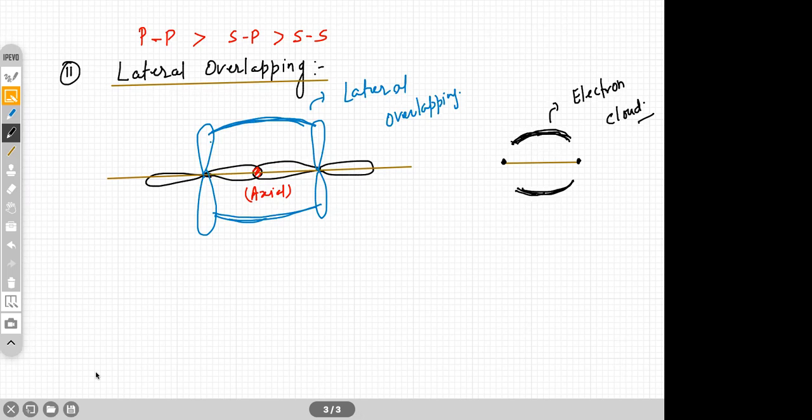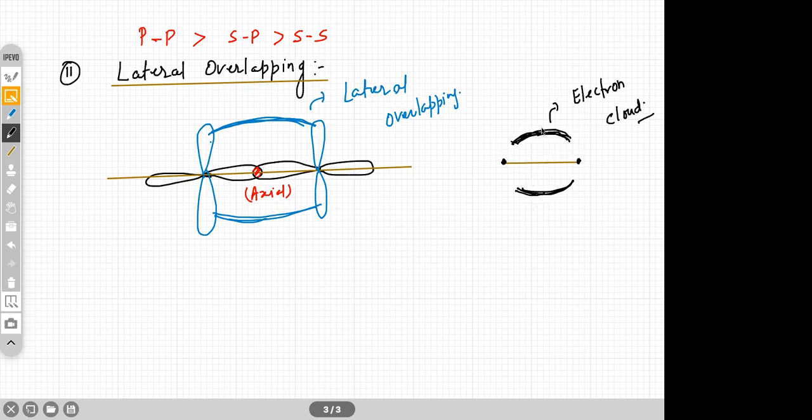See, Vaibhav, electron cloud is the electron that is present in this region, right? Overlapping, the electron is present between the two nuclei in the bonding state because of overlapping. So overlapping is a property of an orbital which contains an unpaired electron. But the electron cloud is the density of electron in this region. Understood?